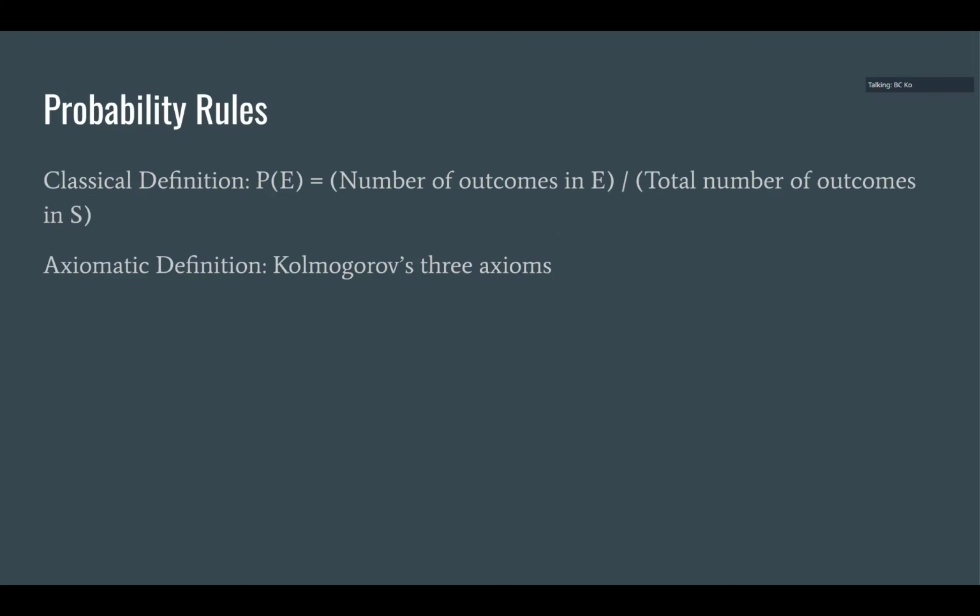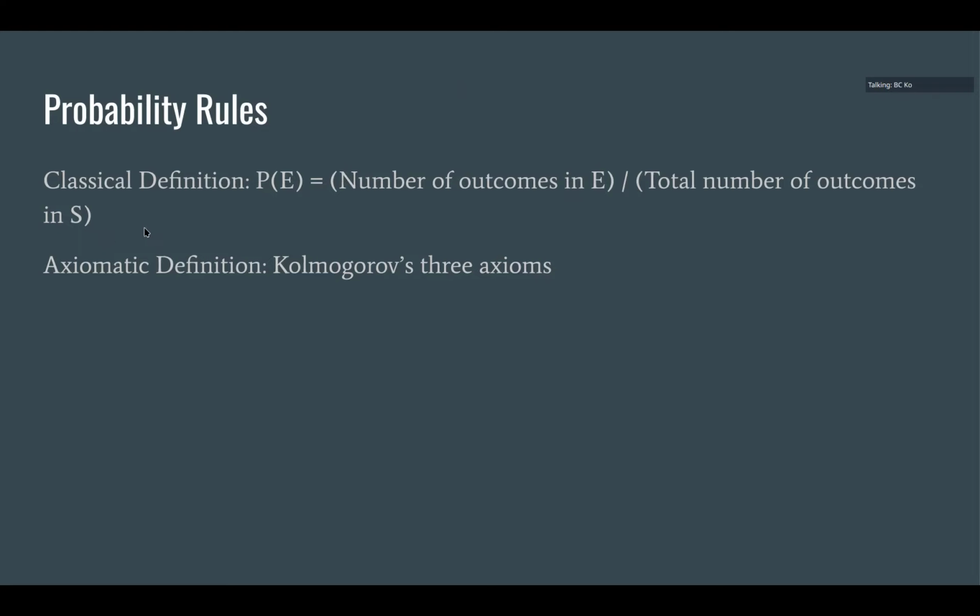Probability rules. There are a number of ways to define and calculate probability, and the classical definition is used when all outcomes in the sample space are equally likely. According to this definition, the probability of an event E is the number of outcomes in E divided by the total number of outcomes in the sample space S.